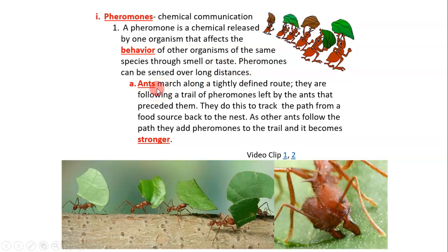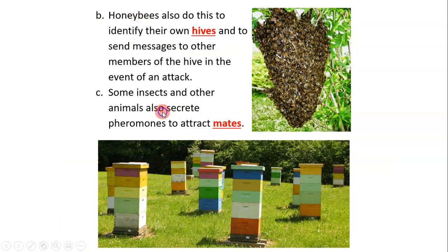Ants use pheromones a lot, so they'll march along a tightly defined route. When they're doing that, they're following a trail of pheromones left by ants that have come before them. They do this to track the path from a food source back to their nest. And as other ants follow this path, they add pheromones to make the trail stronger and easier to follow. And there are some video clips related to this that I'll show you.